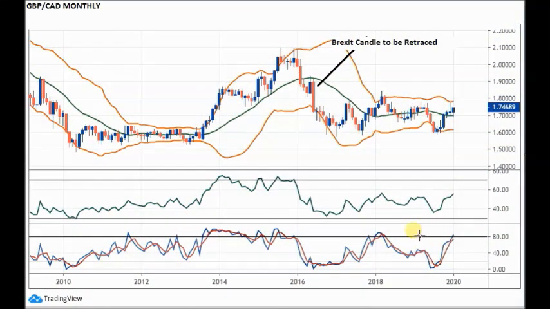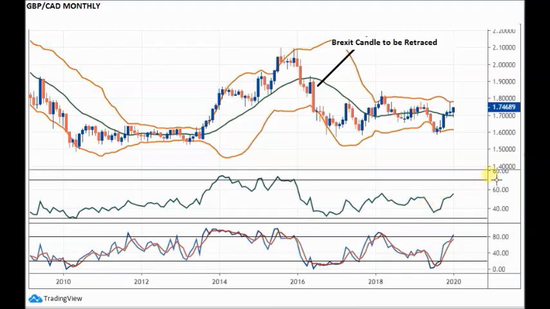Right, let's go and take a look at GBP CAD. We'll quickly look at the monthly chart first, just very quickly to see the big picture. In terms of the monthly chart, we can see the really big levels, which will help us when we're doing our entry, stop, target on the daily charts.